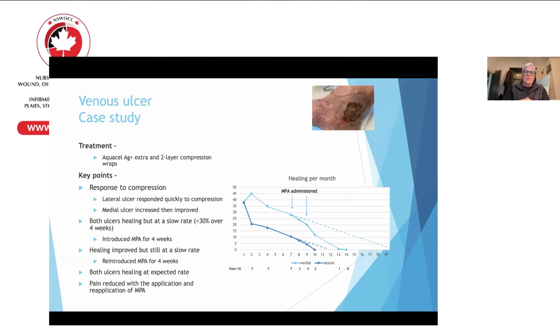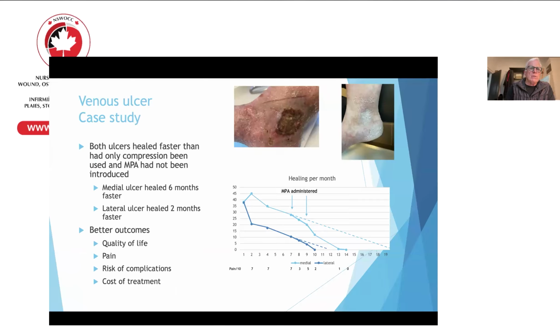And really, we were able to speed up that healing when we added in the muscle pump activation therapy. And so we see that both ulcers did improve more significantly, more quickly rather. The medial one healed 6 months quicker than it would have on that original trajectory. The lateral one, 2 months faster. And the benefits with this are a better quality of life for the patient.